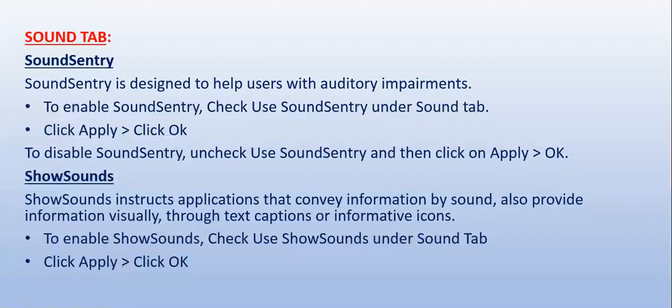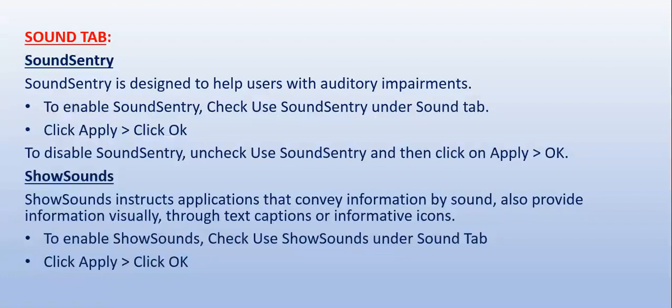Sound Sentry generates visual warnings such as a blinking title bar or a flashing border whenever the computer generates a sound. To enable Sound Sentry, check Use Sound Sentry under the Sound tab, click Apply and then click OK. To disable Sound Sentry, uncheck Use Sound Sentry and then click on Apply then OK.